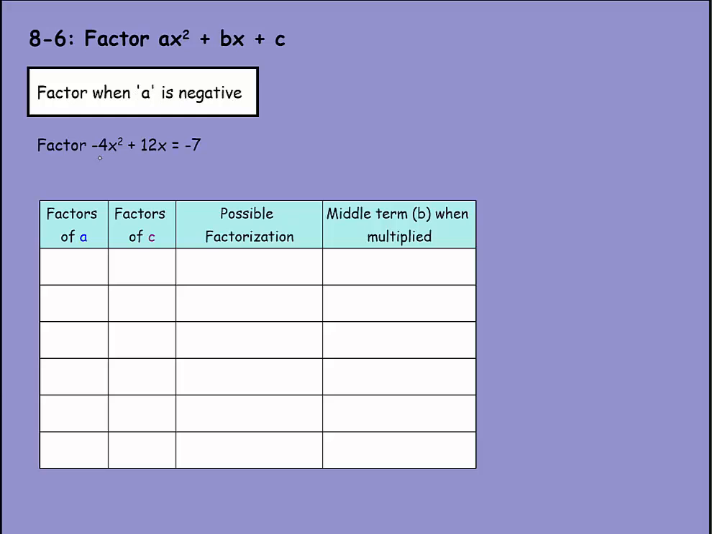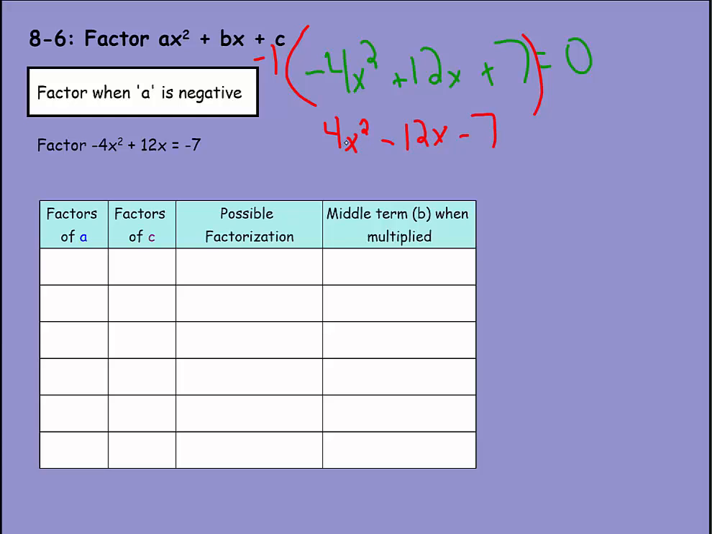So it actually gave us an equation here. We have negative 4x squared plus 12x equals negative 7. So let's bring the negative 7 over to this side. We have negative 4x squared plus 12x, now plus 7, and that's going to equal 0. When a is negative, we really don't want that to happen because it makes our life very difficult. So what we need to do is multiply everything times negative 1. So that'll give me the equation of 4x squared minus 12x minus 7. And this will be much easier to work with.